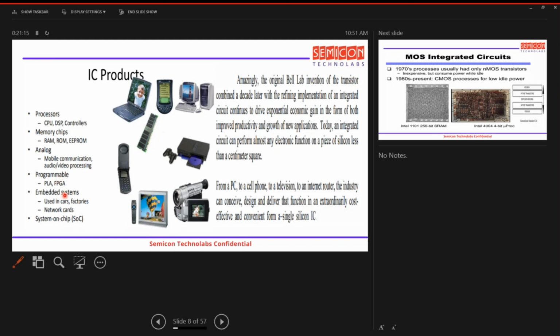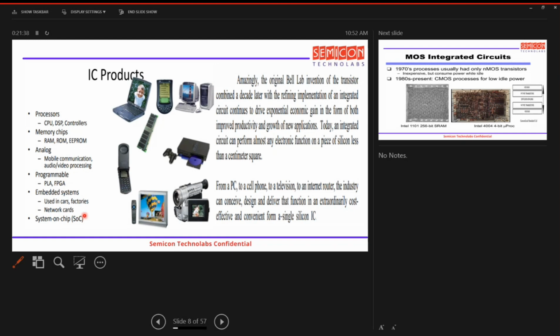Then embedded systems, used in cars, factories. An embedded system is nothing but you place the chip onto a board. That entire board will be part of the embedded system along with C programming. And then system on chip, where everything on the board, whatever components you have, for example oscillators, resistors, capacitors, everything.